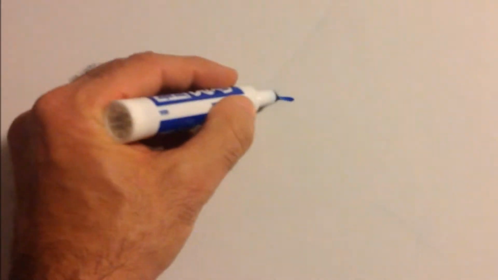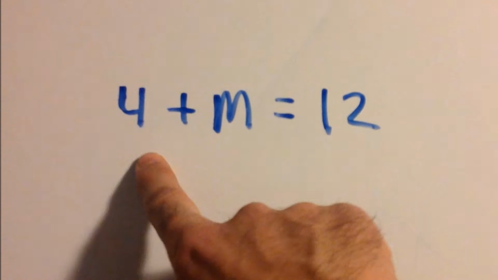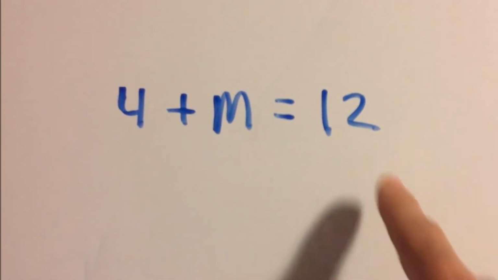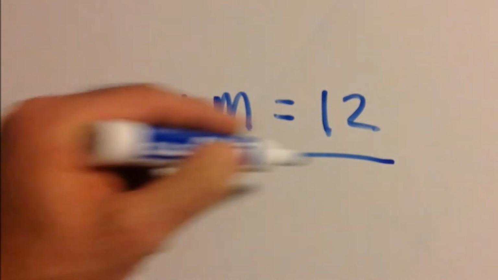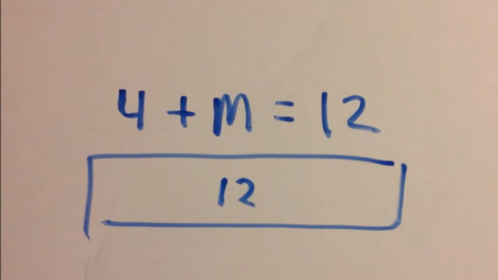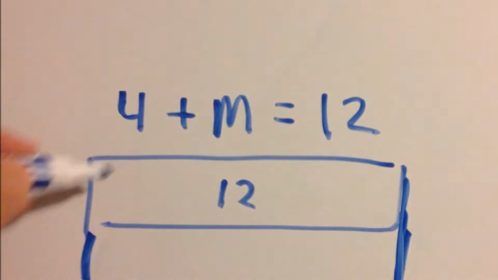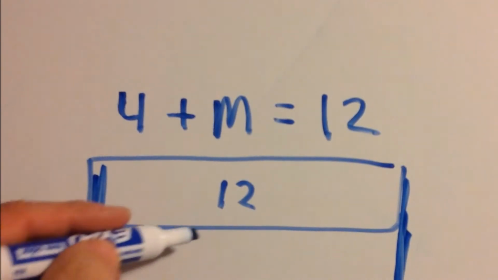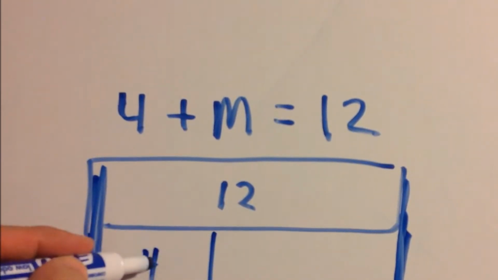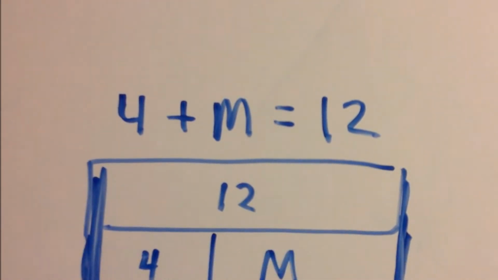I have, again, 4 plus m equals 12. The whole amount is 12. 4 plus another number will give us 12. So we know 12 is the biggest number. So we're going to put 12 on top, because 12 is the whole amount. And on the bottom bar, we're going to cut this up so we can get 12. So far, we have 4. But we need some other number here. 4 plus another number will give us 12. So we just modeled 4 plus m equals 12.